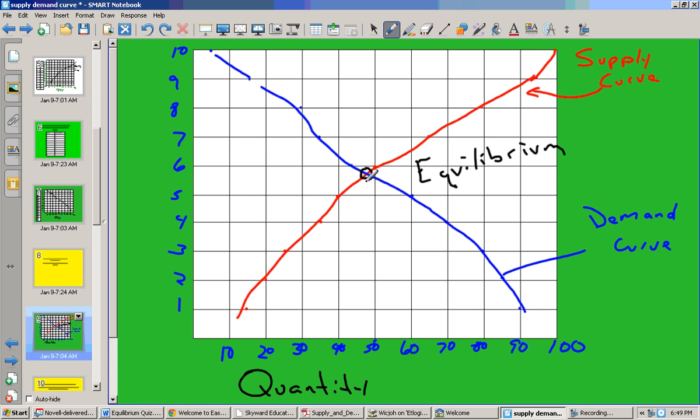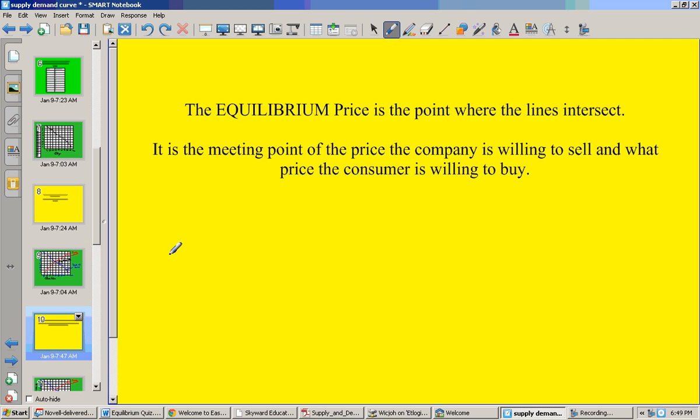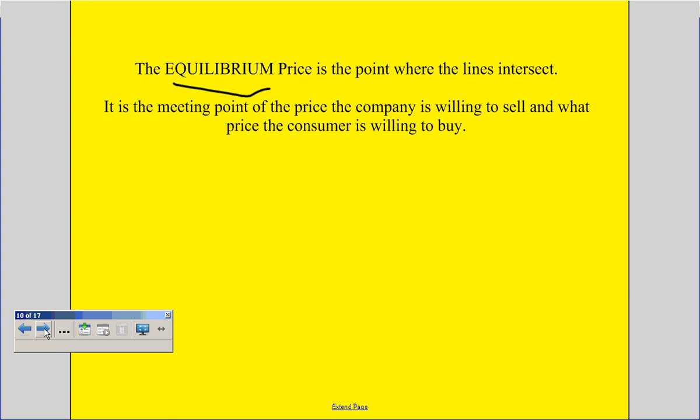Equilibrium, that number where they cross is the best possible price to sell the product at. If you sell the product up here for this price, not many people will buy it. If you sell it down here, too many people will want to buy it and it'll go too fast. We won't have enough. We'll give you the names of those in just a minute. But again, the equilibrium is the best possible price to sell it at. The equilibrium price is the point where the lines intersect. The meeting point of the price the company is willing to sell at and the price the consumer is willing to buy it at. And we covered that already.